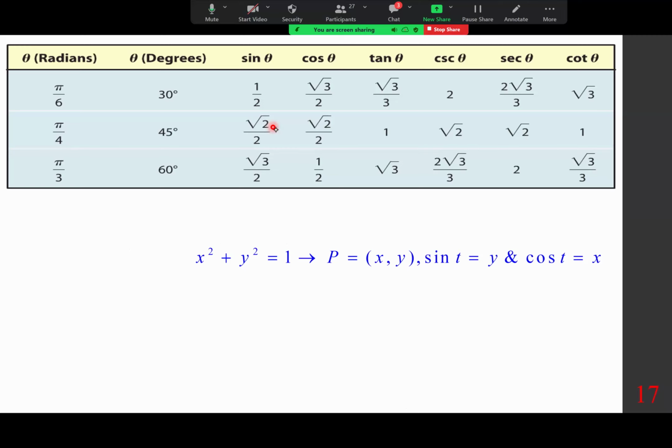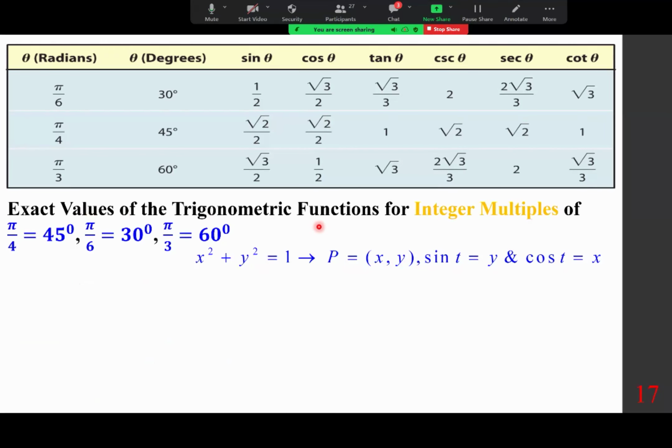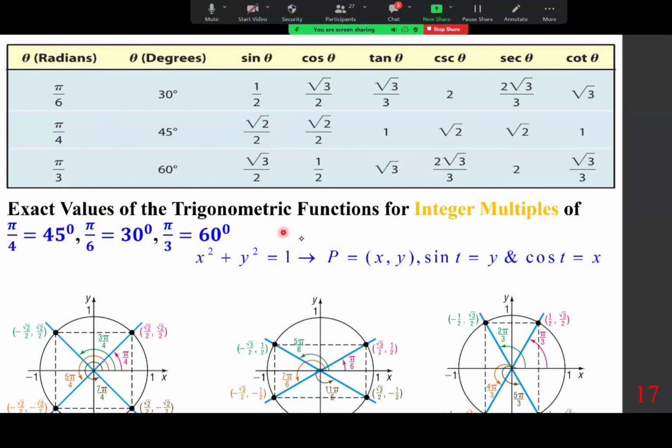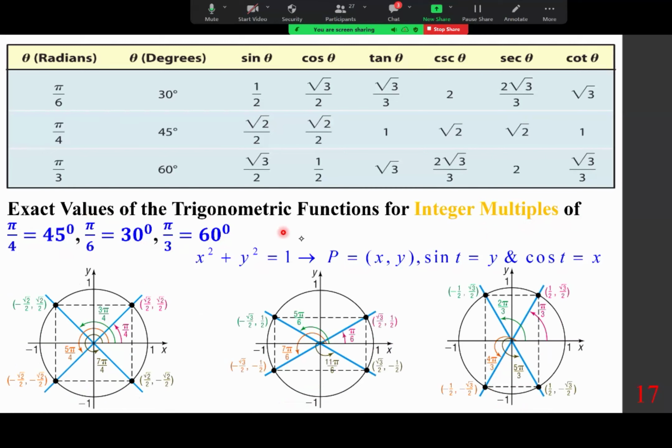All right, we continue. Again, we know x squared plus y squared equals 1. P x comma y, sine is y, cosine is x. And the exact values of the trigonometric functions of integer multiples of pi over 4, 45 degrees, pi over 6, 30 degrees, and pi over 3, 60 degrees. To find that, all you have to do, extend the line, if you will. If you cross a line like this, for the 45 degrees, just notice this square root of 2 over 2, this square root of 2 over 2.